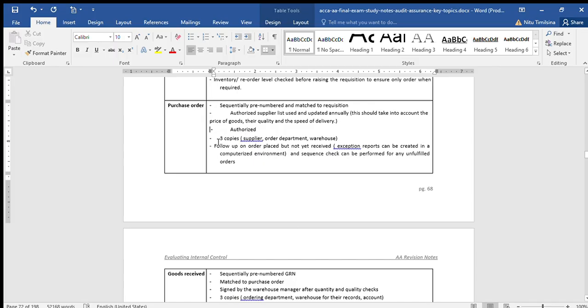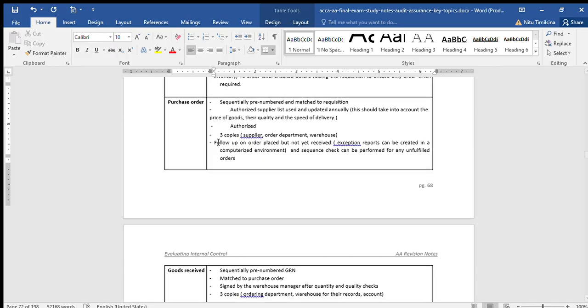Follow up on order placed but not yet received. Exception report can be created in a computerized environment, and sequence check can be performed for any unfulfilled orders.